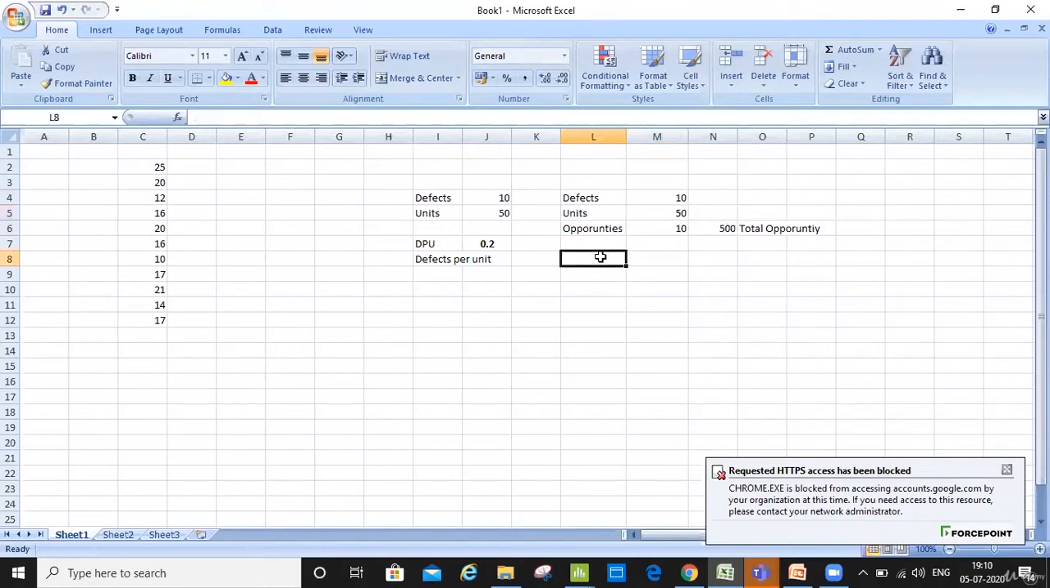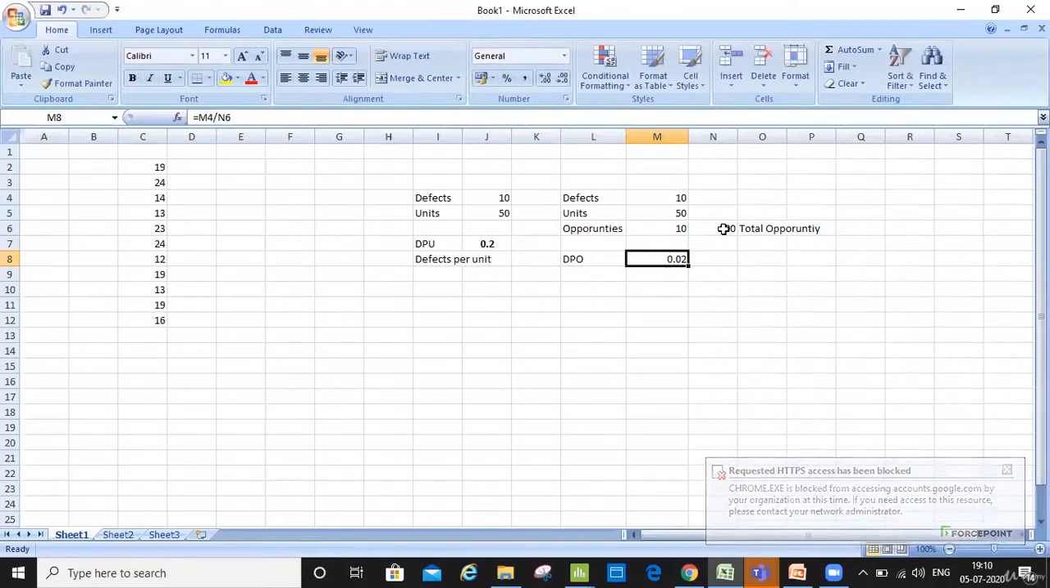So if I want to calculate DPO now, which is defects per opportunity, not defects per unit, I know my defects is 10 and my total opportunity is 500. So here my DPO becomes 0.02 defects per opportunity. So that is the difference between DPU and DPO.